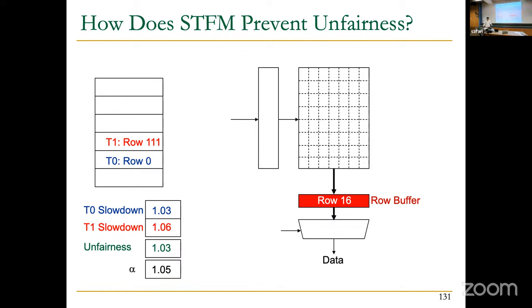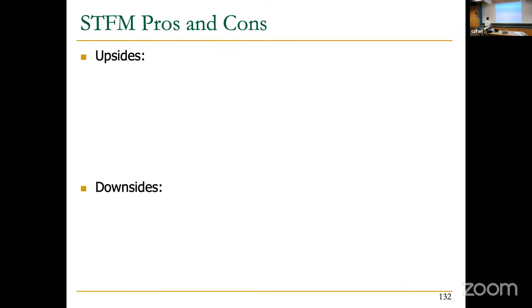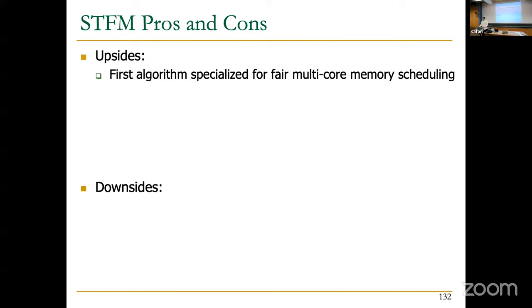That will increase T0's slowdown. Right, and unfairness is a function of these two. So unfairness reduced because both of them now have some slowdown that's sort of proportional, that's below the threshold value. And now we fall back to the FRFCFS policy. And once the unfairness again exceeds our threshold, we will prioritize the random workload, or T1's requests in this case. This is how we prevent unfairness using STFM.